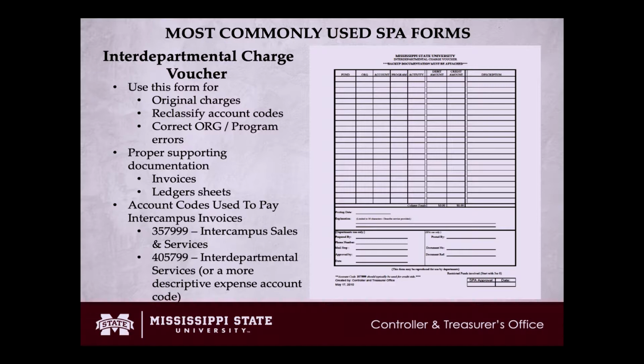And then some account codes that are used to pay intercampus invoices. 357999 is a general account code to use on the revenue side. And then if you can't find a more descriptive expense code, you're welcome to use 405799. However, we do encourage that we try to be as descriptive as possible on the expense side.